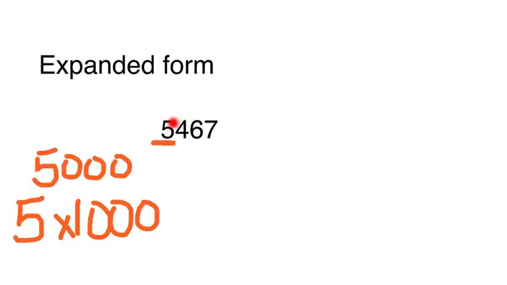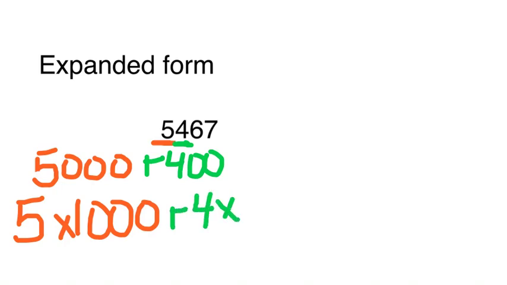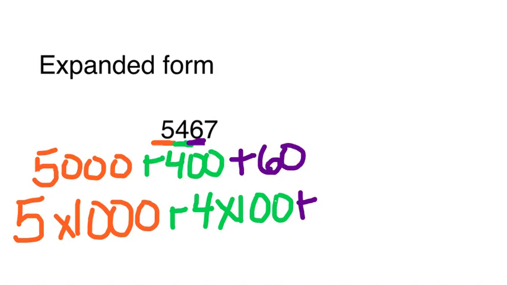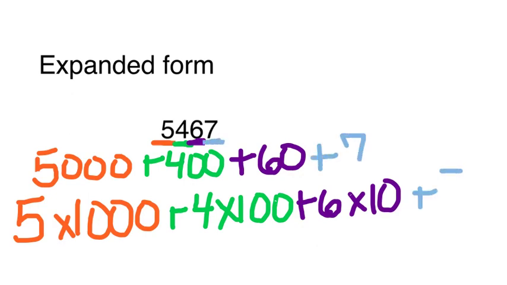The 4 is really in the hundreds place, so plus 400, which I can also write as plus 4 times 100. The 6 is in my tens place, so I can write that as a 60, or 6 times 10. And my 7 is in my ones place, so I can just write that as a 7. I don't have to say times 1, because we know what place value it's already in.